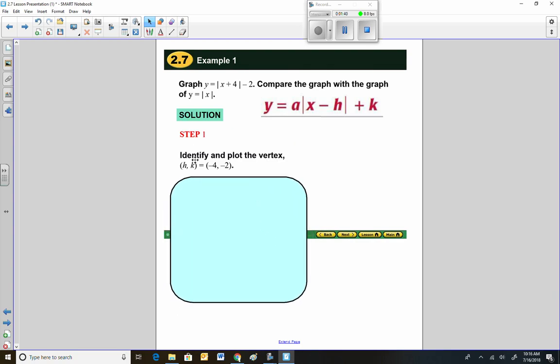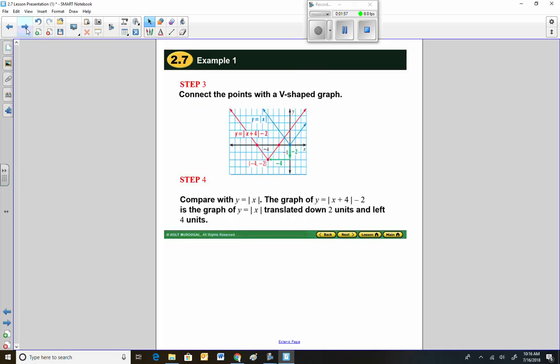That means that the vertex is going to be (-4, -2). And the reason it's negative 4 instead of a positive 4, see, this original standard format has minus h, and if you put a negative 4, you get a plus 4. That's why. All right, let's take a look.